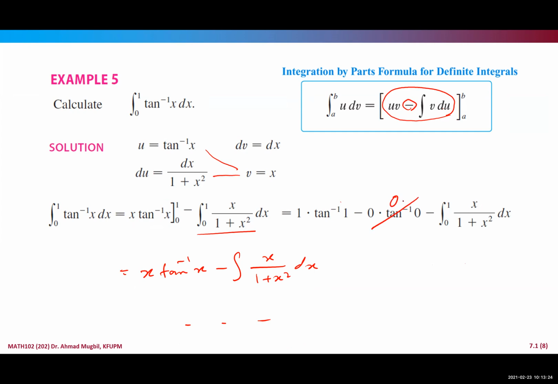Now here, tan inverse 1 is what? What is tan inverse 1? Pi over 4. Pi over 4. So we have pi over 4 minus this integral. Now let's come to this integral.